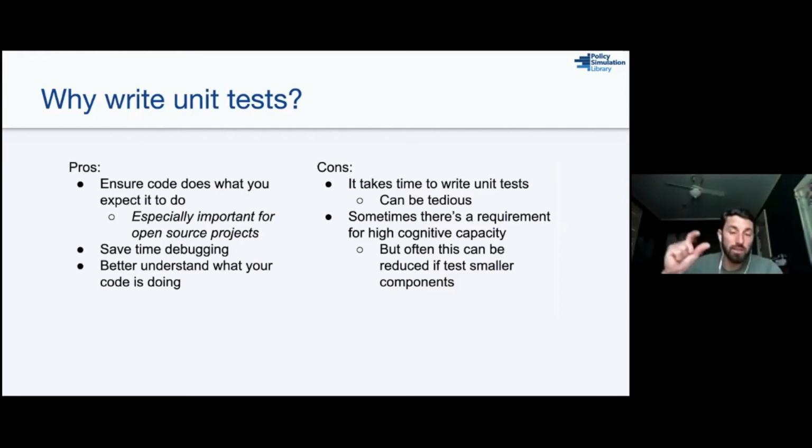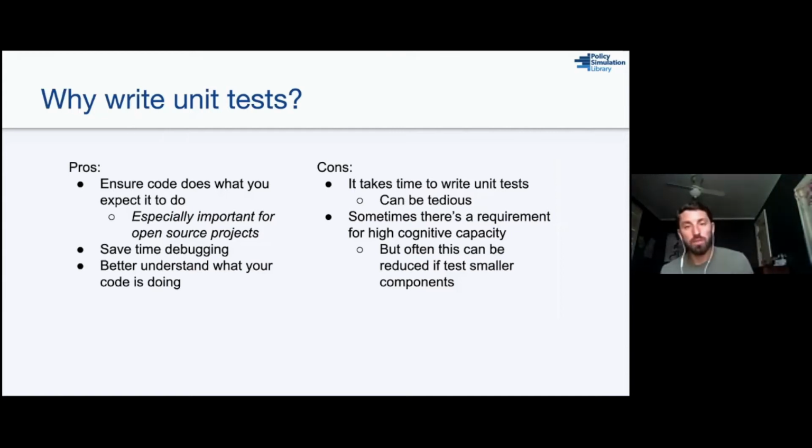You've got to go through these small chunks of code, thinking about what goes into a function and what comes out, and verifying that that's accurate. So this is time consuming and tedious. And sometimes it's not just tedious, but it can require a high degree of cognitive capacity. It's hard to think about sometimes, how do I test this function in a way that's going to catch all the potential errors that could come about?